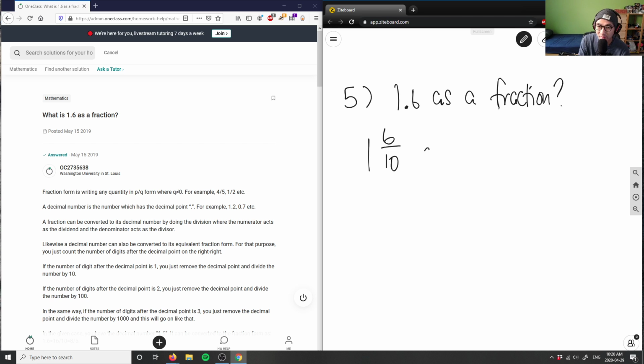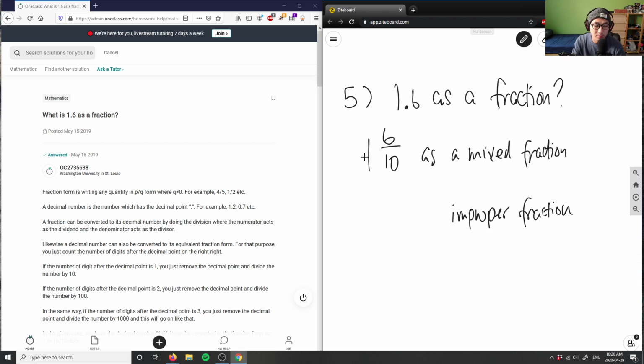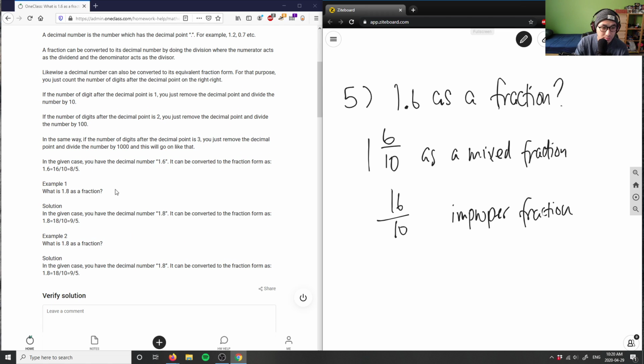This is as a mixed fraction, because I have a whole part and I have a fraction part, and what I can do is convert this into an improper fraction, right? If I were to convert it to an improper fraction, so just everything as one fraction, what I could do is simply do 1 here times 10. So 1 times 10 here is 10, plus 6 is 16, right? So this would be 16 divided by 10 here. And this would be my improper fraction for 1.6 as a fraction. So this here will be my correct answer.